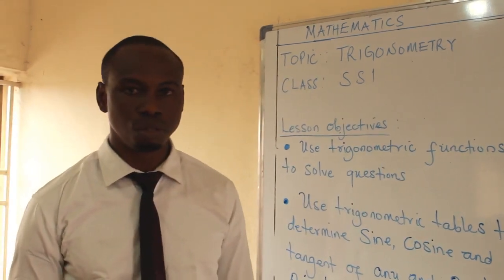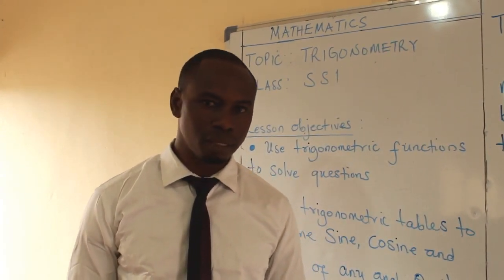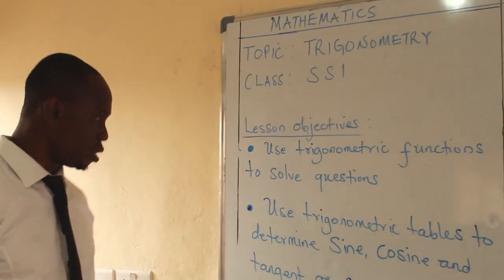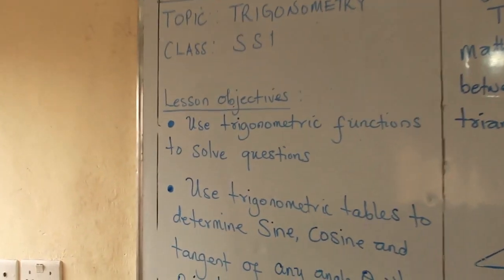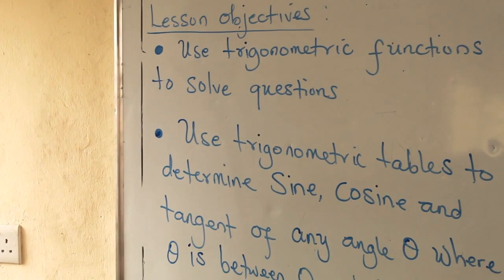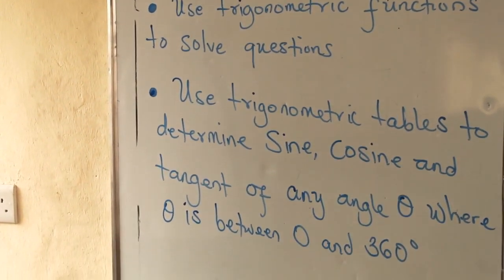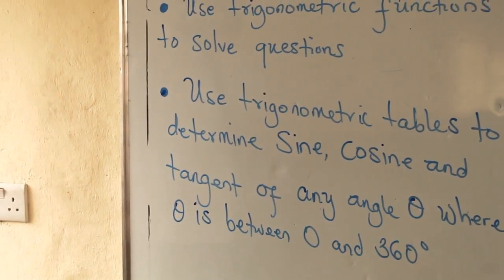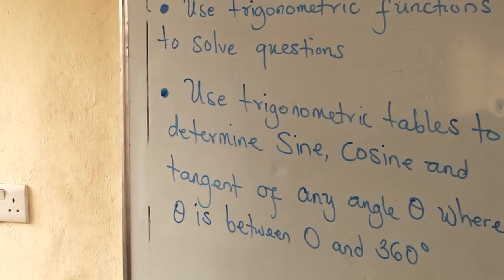Before we go into trigonometry, I'd like to tell you what my aim is. My aim is to make us able to use trigonometric functions to solve questions. And secondly, use trigonometric tables to determine sine, cosine, and tangent of any angle theta, where theta is between 0 and 360.